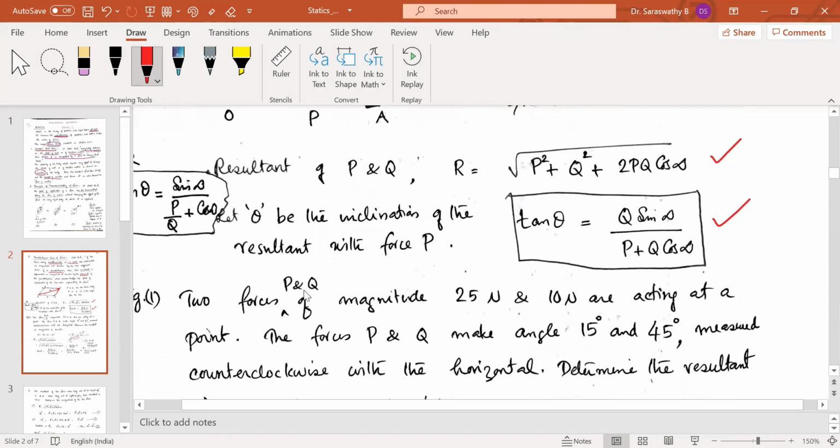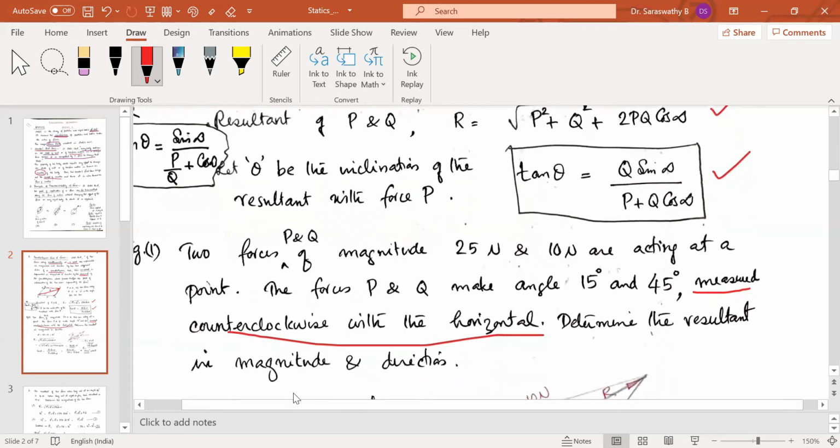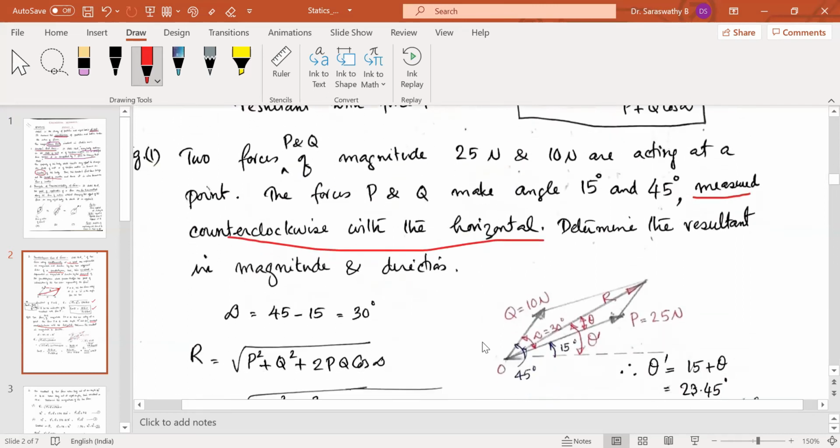Two forces P and Q of magnitude 25 Newton and 10 Newton are acting at a point. The forces P and Q make angles 15 degree and 45 degree respectively, measured counterclockwise with the horizontal. Determine the resultant in magnitude and direction. So let us first of all sketch this figure.